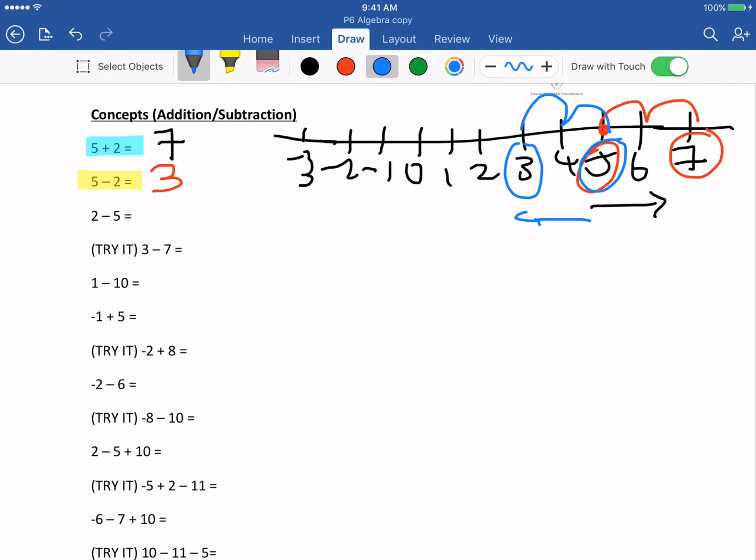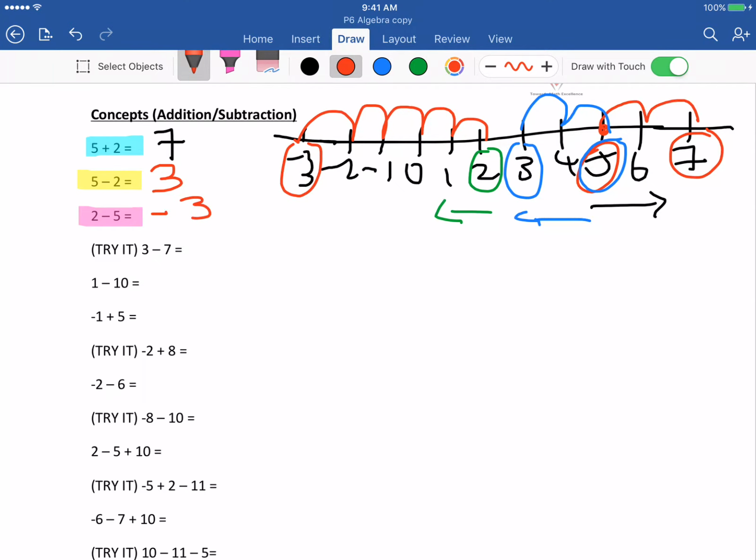Next one, we try the other one. The question wants to find 2 minus 5. What's 2 minus 5? So where's 2 on the number line? 2 is right here. Minus means jump left. How many steps? 5 steps. So the answer would be 1, 2, 3, 4, 5. The answer is equal to negative 3.